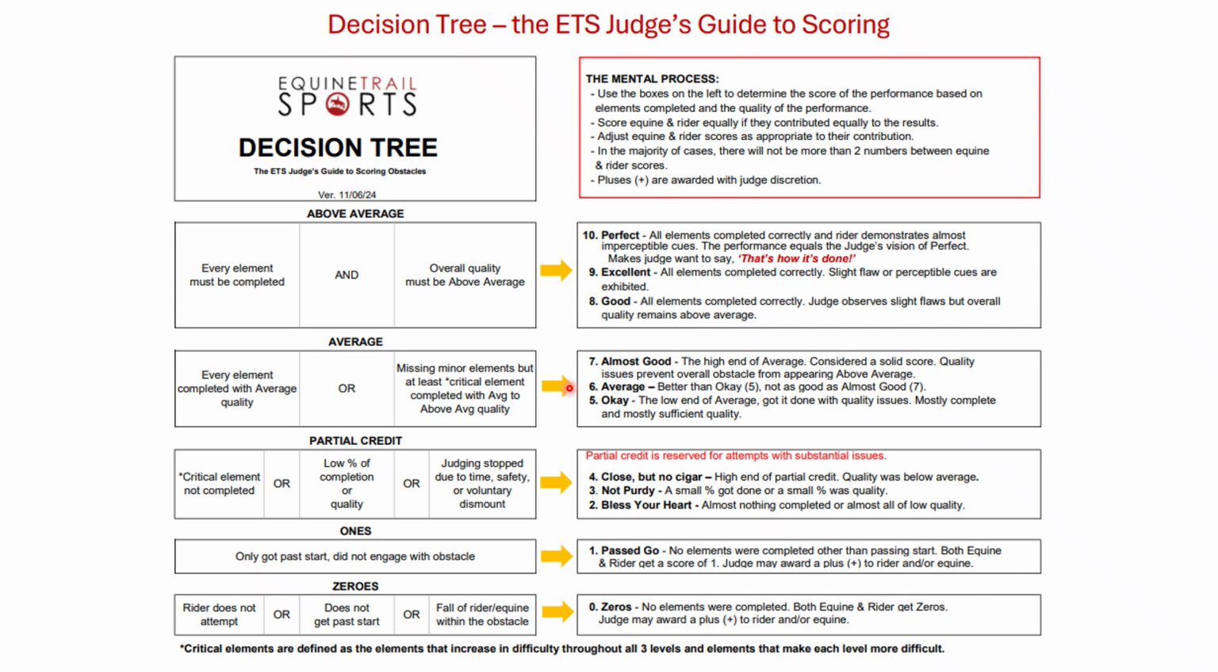A 6 is average, better than okay, not as good as almost good. They got their critical elements completed, but there were things they could have done better, and there were things they could have done worse to stay in average.